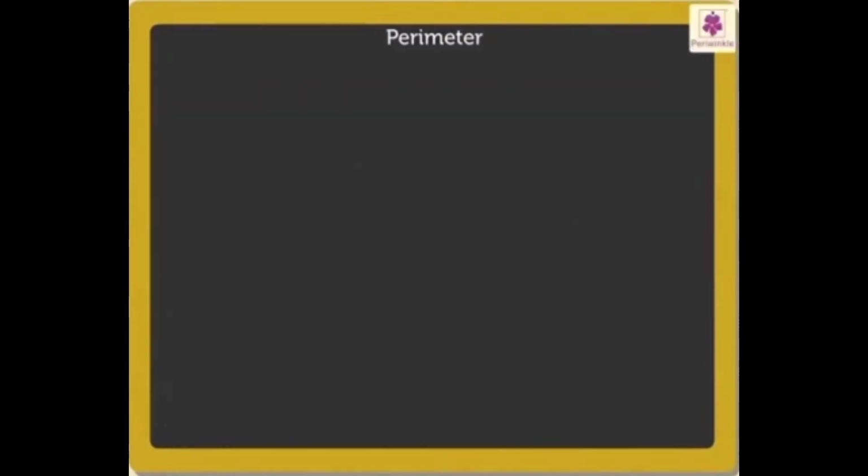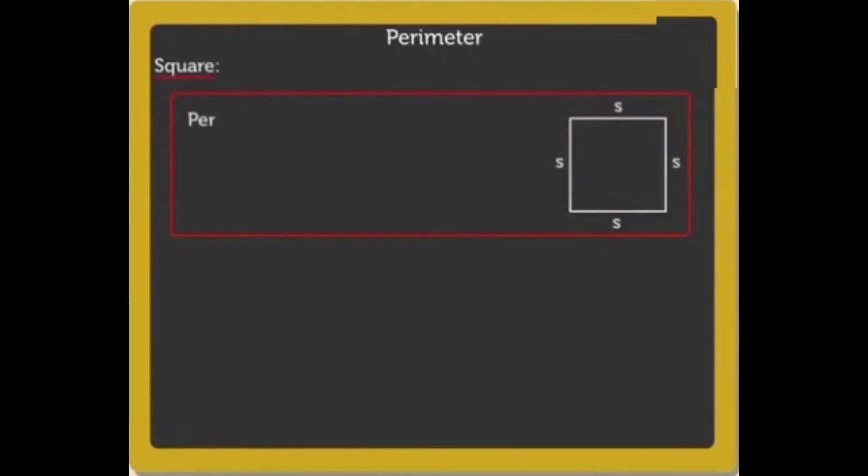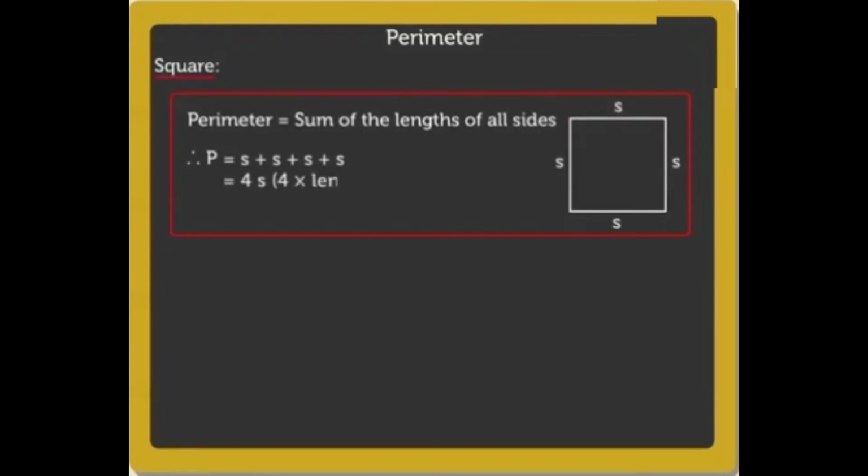Finally, let's look at the perimeter of the square. We know the length of the four sides of a square are the same. Thus, the perimeter of a square can be calculated by adding all the four sides of a square. Thus, perimeter of a square is equal to S plus S plus S plus S, which is equal to 4 into length of a side or 4 into S.